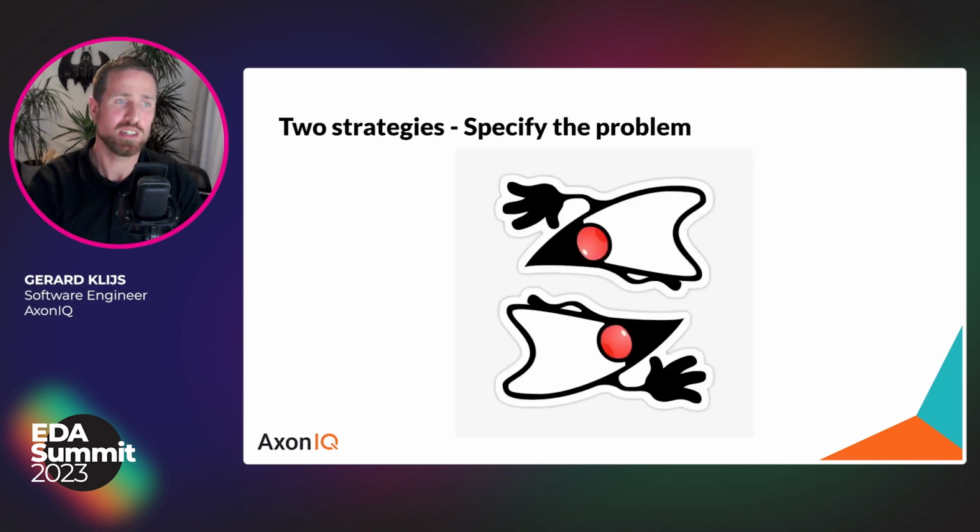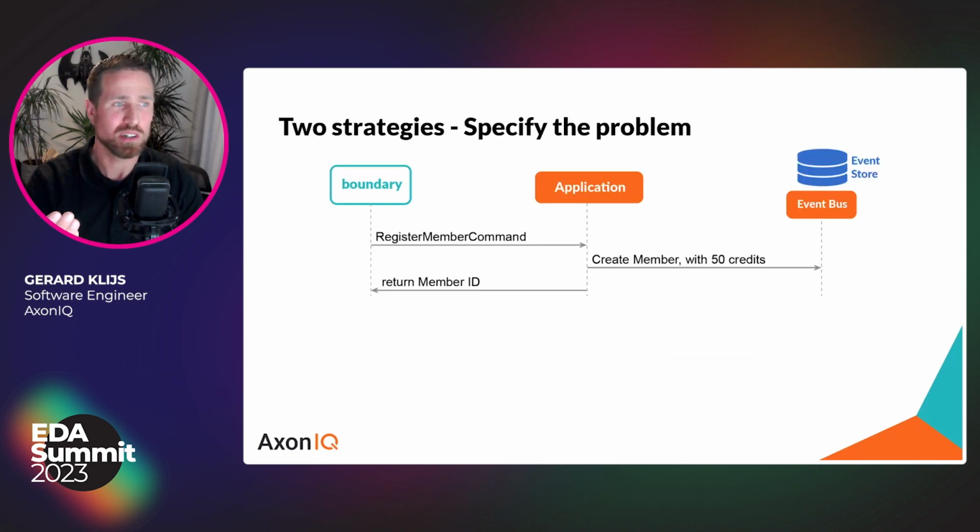So what can you do about it? So again, this is the sticker problem. So in this case, there's a memory created. By default, this has 50 credits.